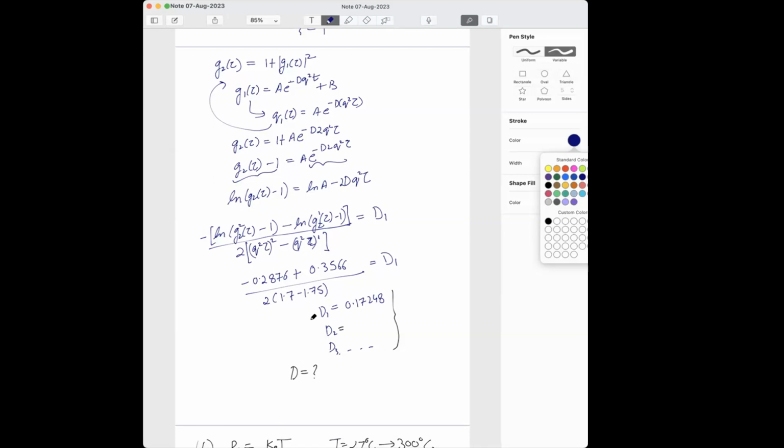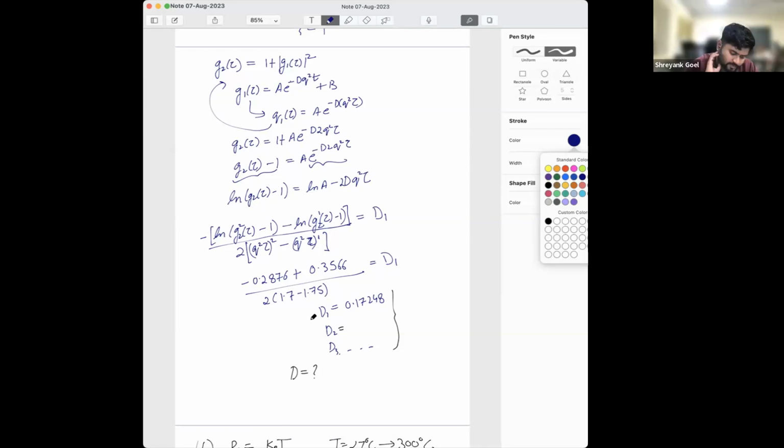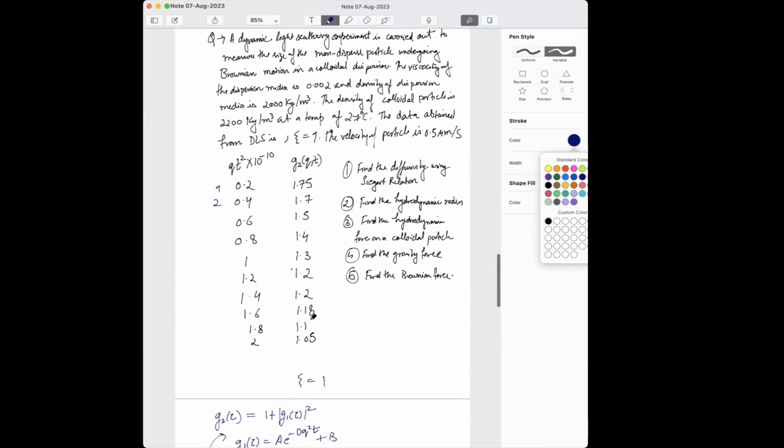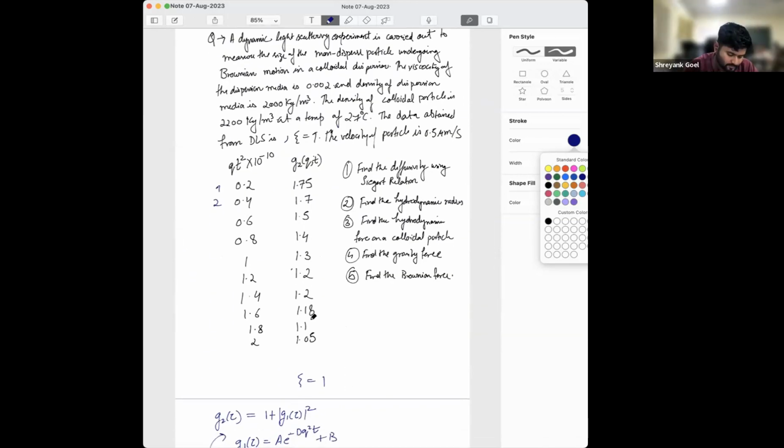Sir, can you please turn to the previous page? Yeah, this one. Okay.